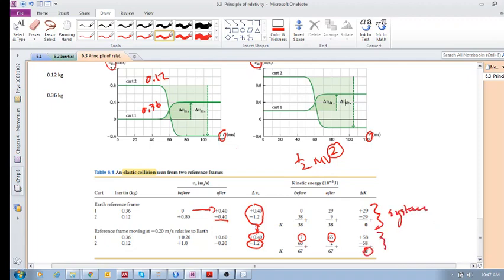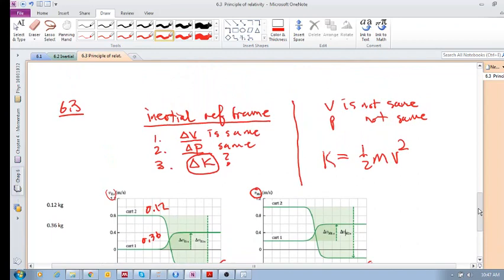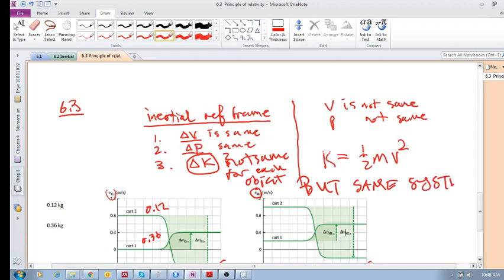Look, 0 and 0. So this is what we need to learn from this: delta K is not the same for each individual object, but it is the same for the system. Okay?